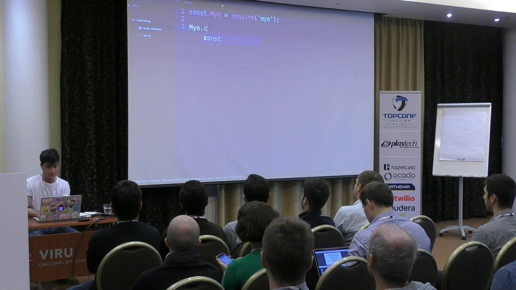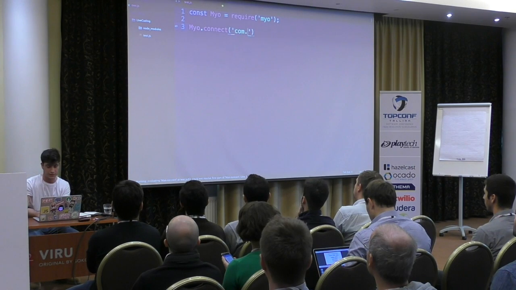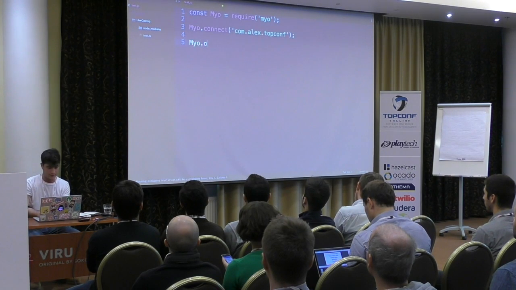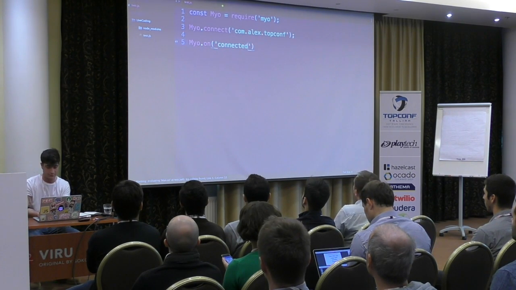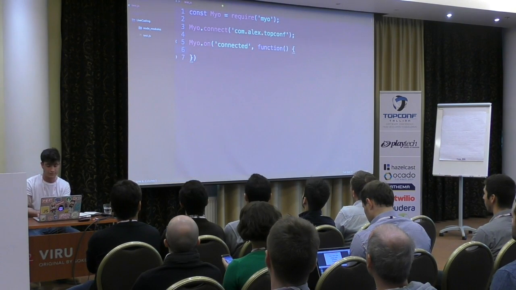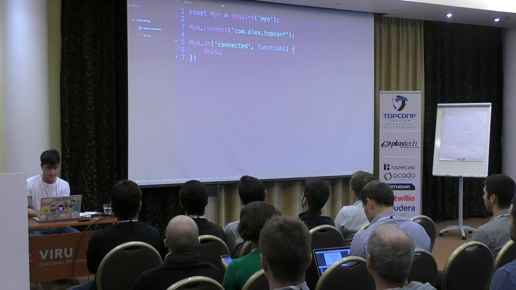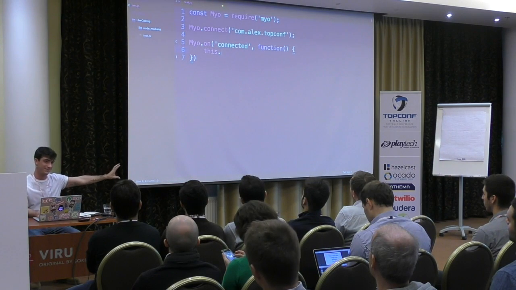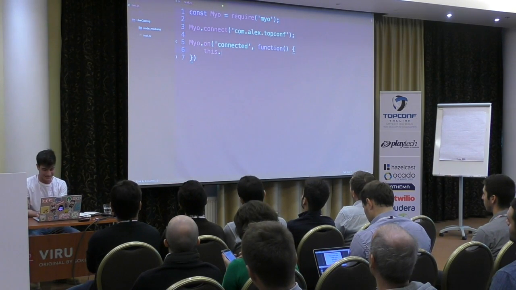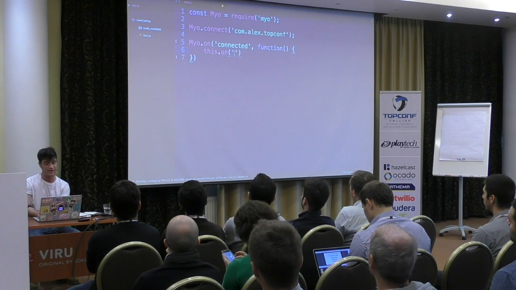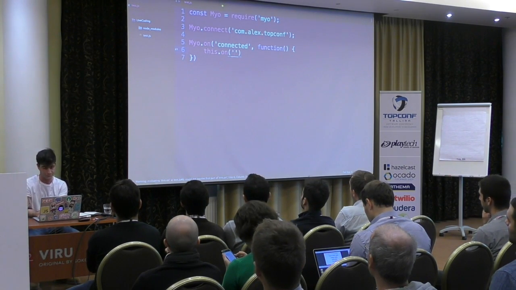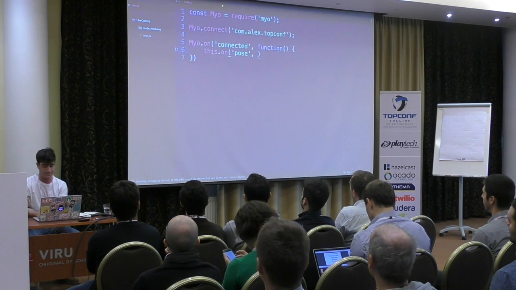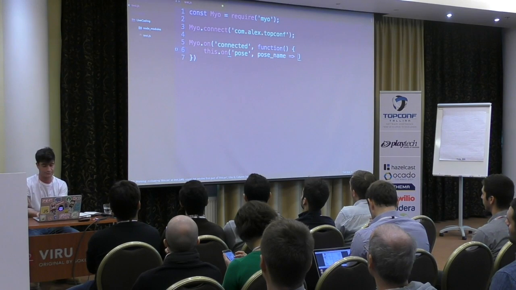So Myo.connect, com.alex.topconf. Now I'll do Myo.onConnected, function. No arrow function here, I need this. We're going to use ES6 in here. So when you connect it, I'm going to put an event listener on Myo on pose. As I said, pose returns a pose name, which I'm just going to console.log.